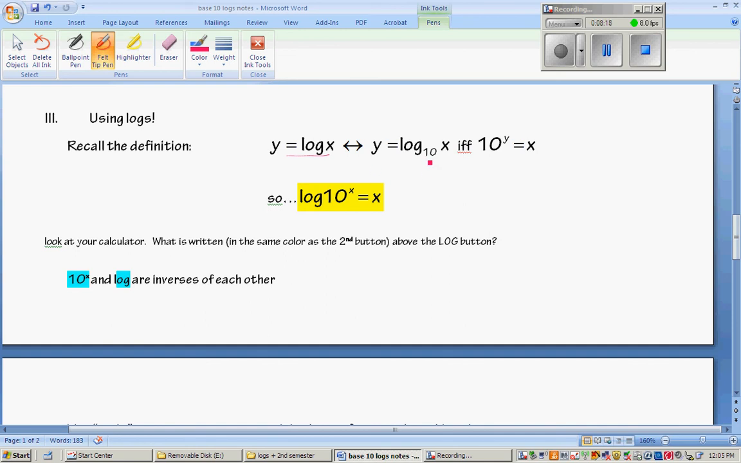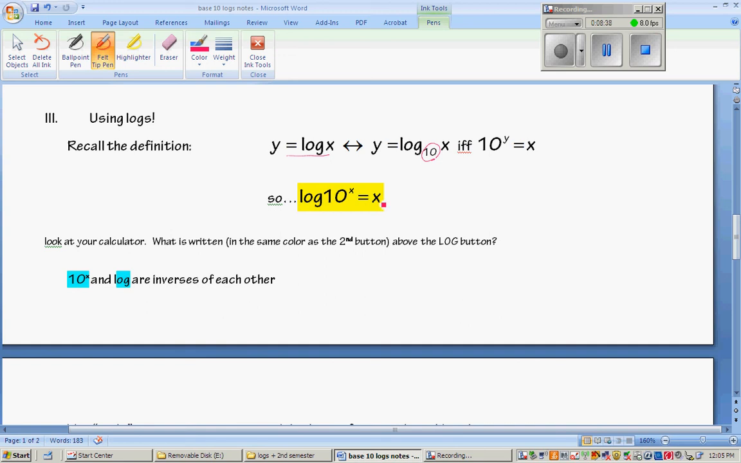in a slightly different way, but I'm going to put this 10 in just so that we remember that that's what's going on. This happens, y equals log base 10 of x if and only if 10 to the y equals x. Well, we're going to see what this does for us. So inversely, the log of 10 to the x equals x.